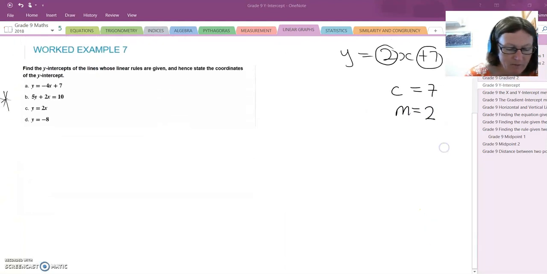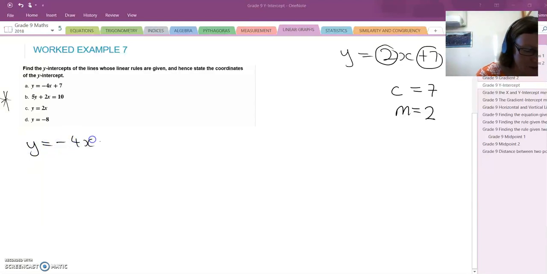Let's look at the examples from the textbook. y is equal to negative 4x plus 7. Remembering our y-intercept is the constant term, there, so our y-intercept is 7. Our next example, so that's A, B.